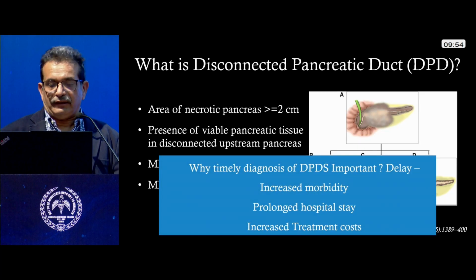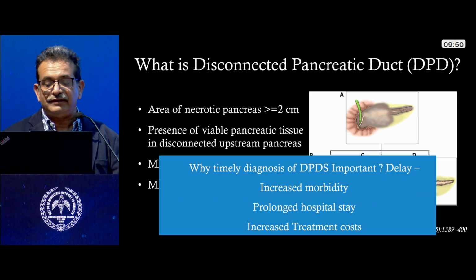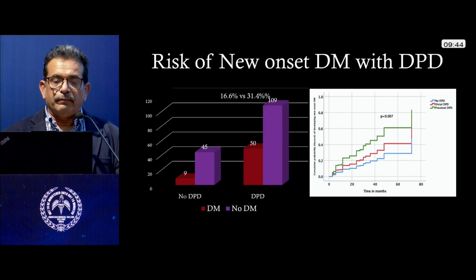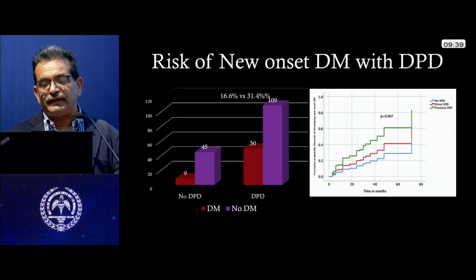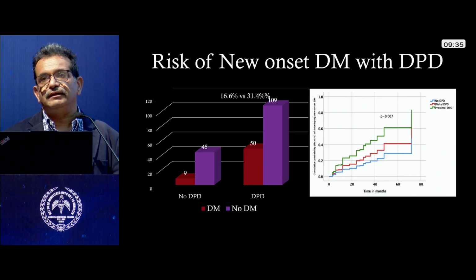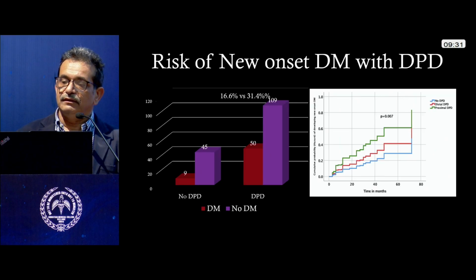And why is it important? Because a delay in diagnosis of DPDS can cause increased morbidity, prolonged hospital stay, and increased treatment costs. Just a point about new onset diabetes in patients with disconnected pancreatic duct, and we can see that the risk of new onset diabetes is pretty high in these subjects as compared to the rest of the population.